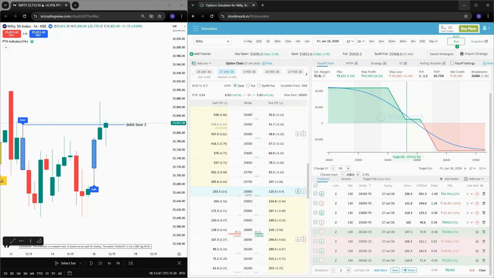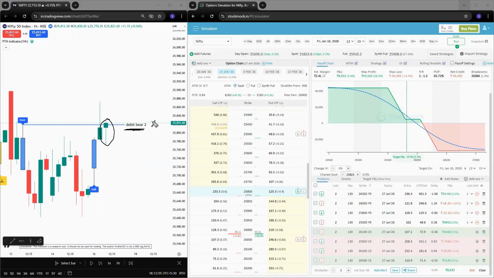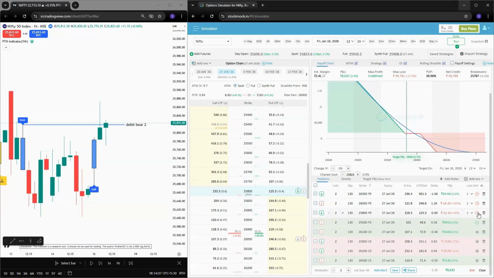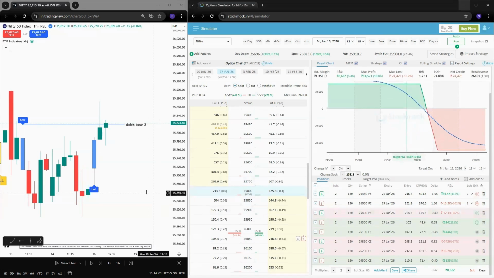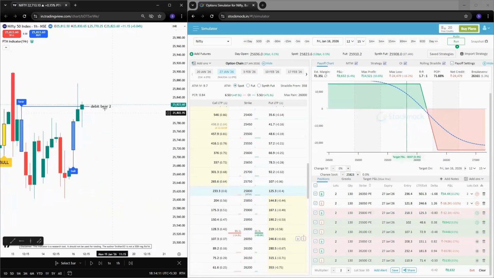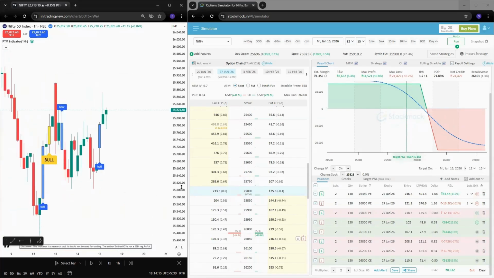My debit bear 2 SL has gone by a small margin. My SL has gone, so what do I have to do? I have to close this position. Where is the second spread which I opened? Here. The first spread is active. The second spread, I have to close. No thinking twice, no thinking thrice. That's it. Close means close. All right, done. Now move on. I have to remove the notes from my chart. Done. So right now, what do I have?